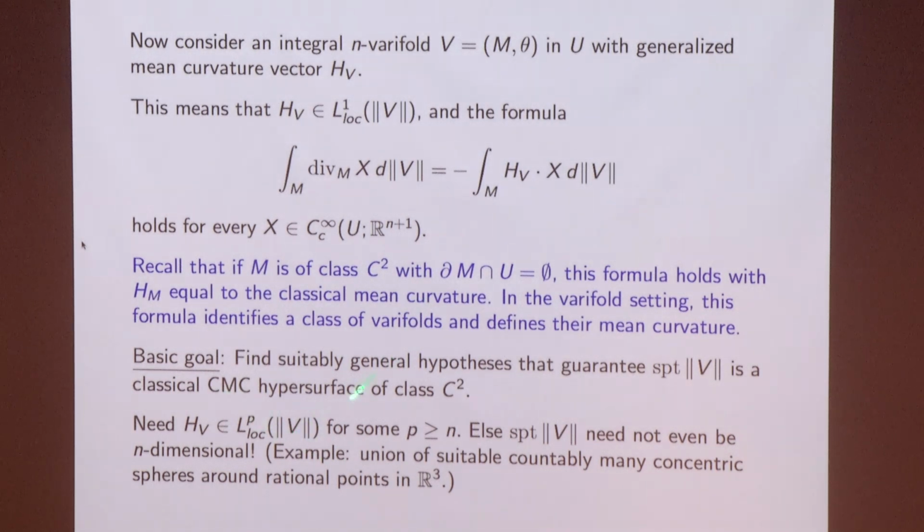And then the basic goal is that starting from here, suppose you have a varifold with this L1 mean curvature, we want to put in hypotheses which you can fairly easily check in applications, that ultimately guarantee that the thing you have is actually a classical CMC hypersurface.